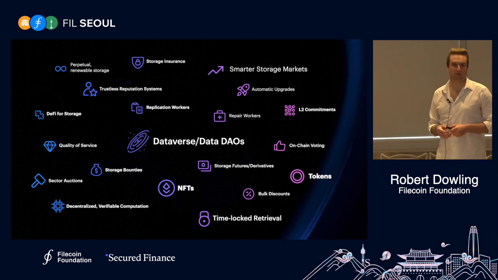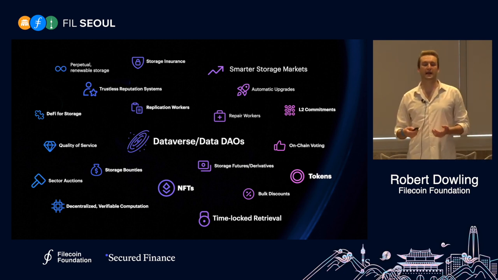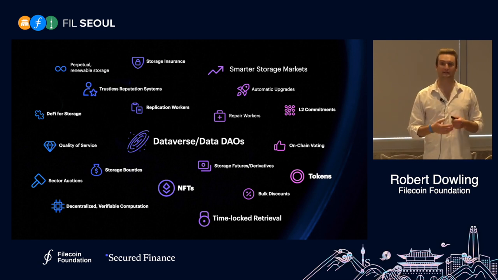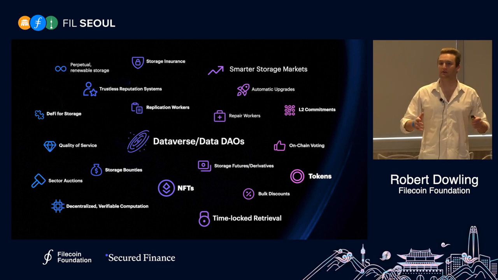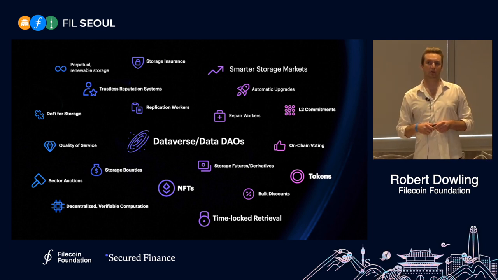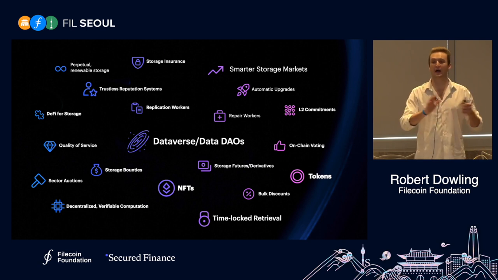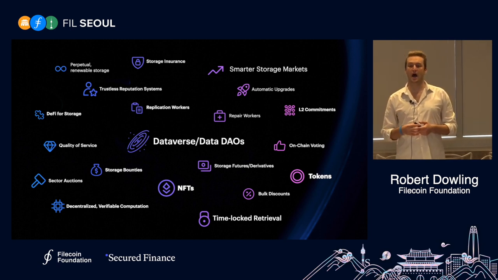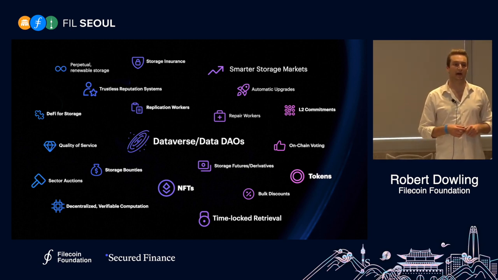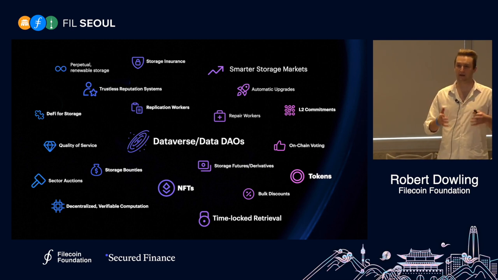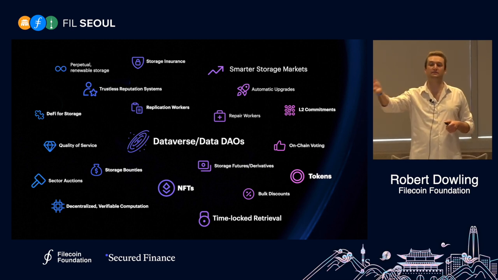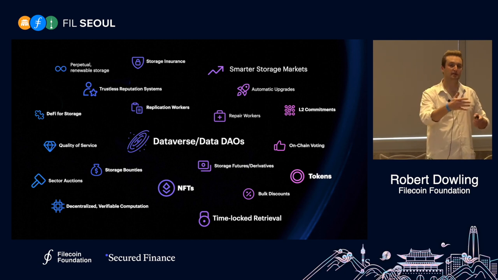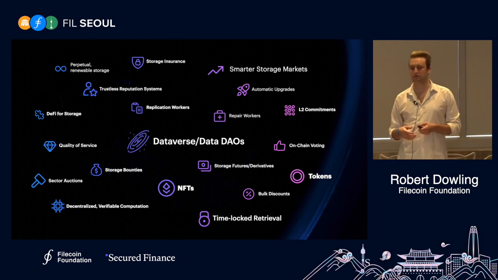Another great example is DataDAO, which we'll talk about in a moment. You can have a situation where multiple people are involved in managing, let's say, a data set. Maybe there are scientific researchers, maybe 5 researchers in the lab, and they create a data set together. They want to sell it to third parties. Well, they can write a smart contract that will lock that data. If a third party pays the smart contract, let's say 10 Filecoin, they get to see the data, and that 10 Filecoin can be dispersed between those researchers.